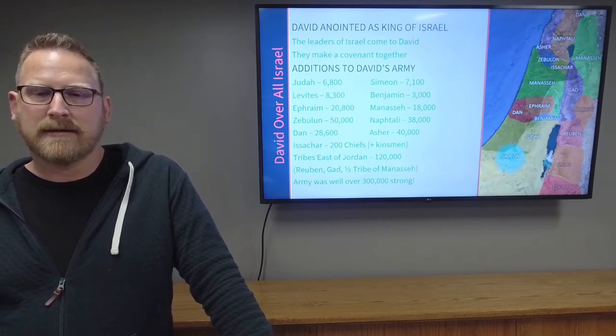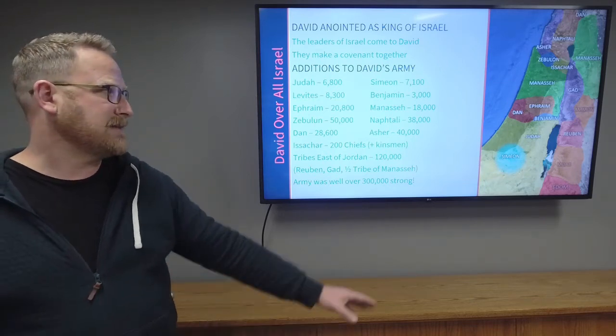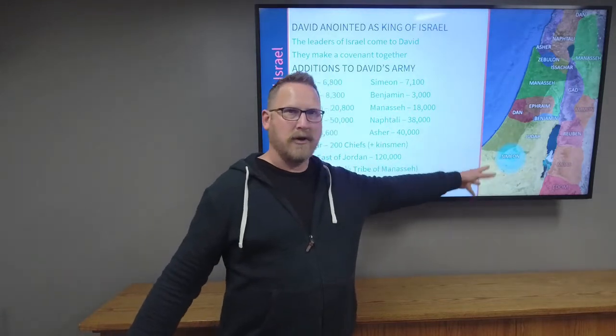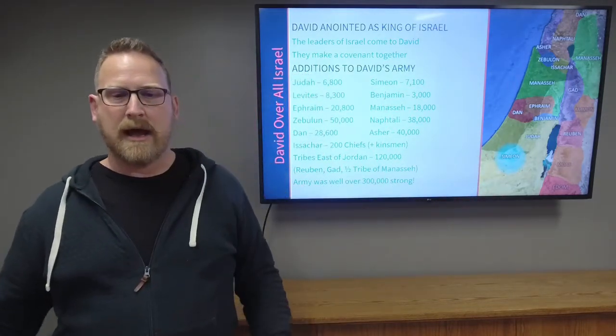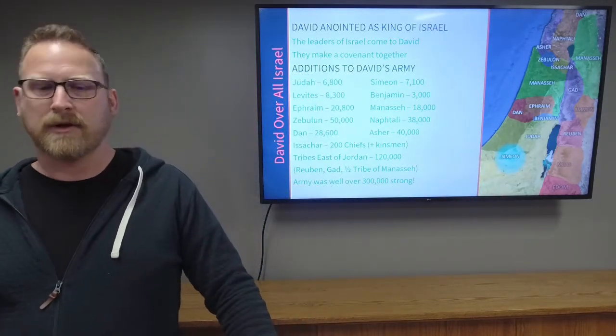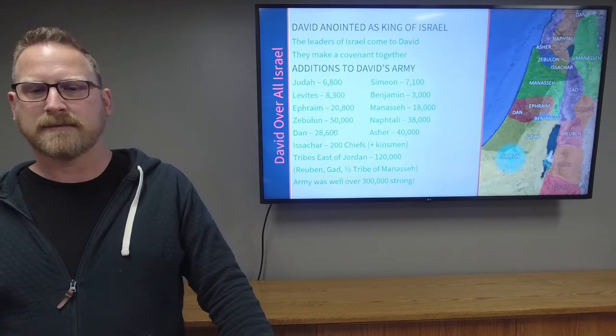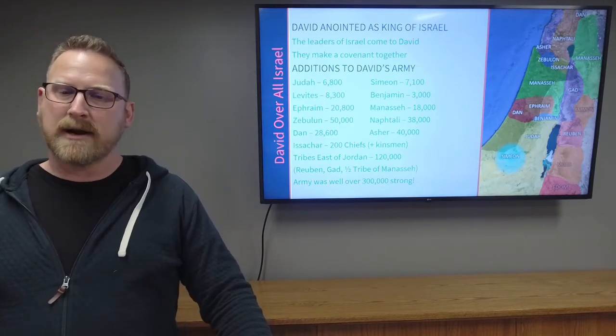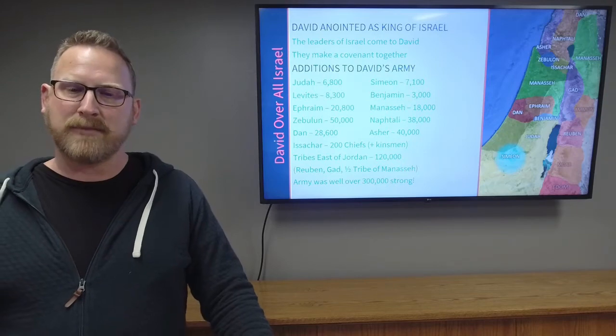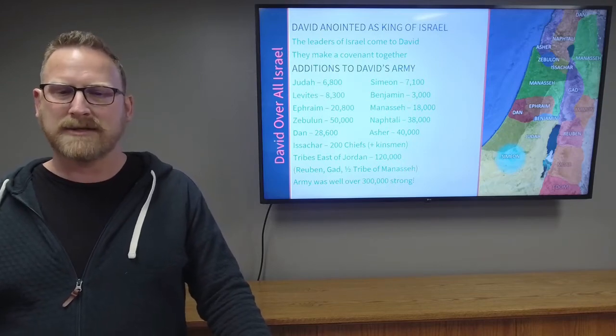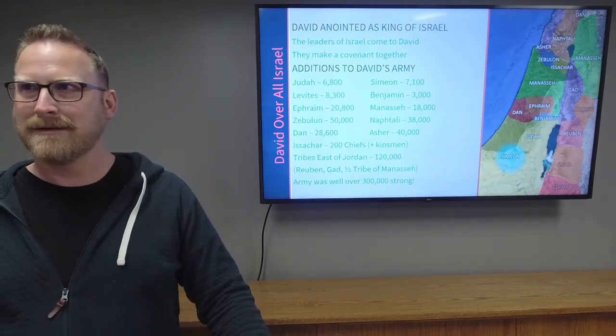Simeon, anybody remember where Simeon is? They don't actually have a tribal land. They have multiple cities within Judah. The Levites would have also had multiple cities within the different lands, but also in Judah. And Benjamin was right next to Judah. So Benjamin probably had the least. Anyone want to guess why Benjamin has only 3,000?